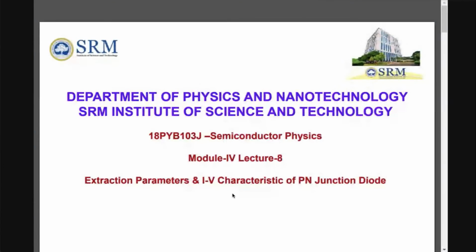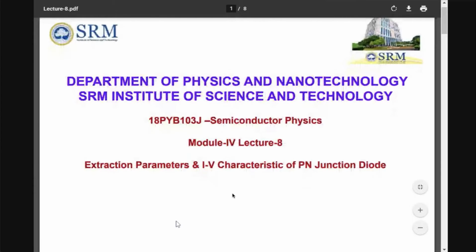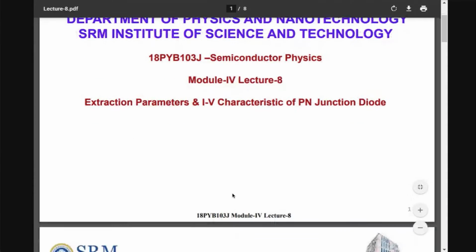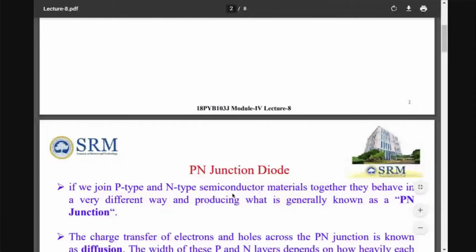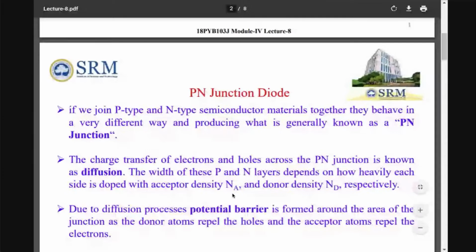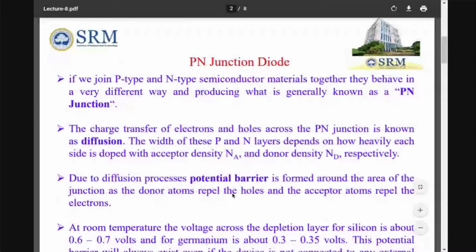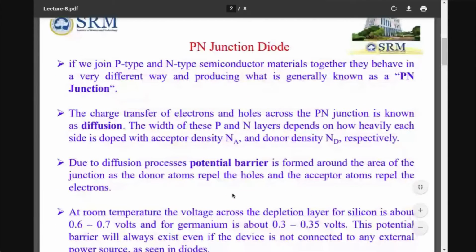Is the screen visible for you? Please confirm. Yes, sir, it's visible. In the lower classes you studied the IV characterization, and module 2 also already has the same, which is repeated here. But anyway, I will explain it a little bit because the next one is the ninth one. It will be helpful for you.